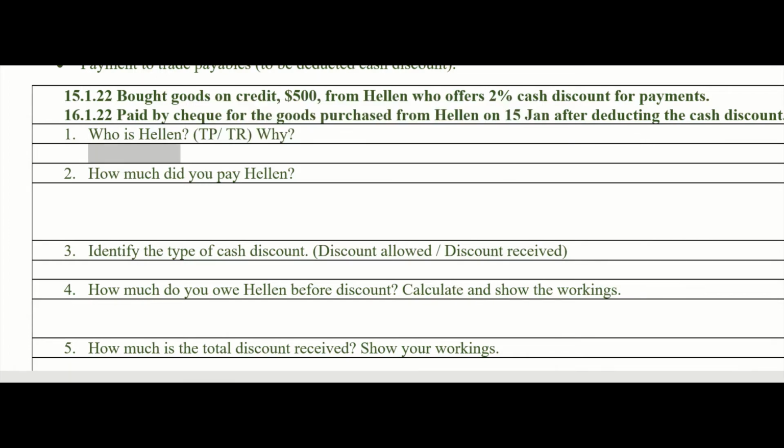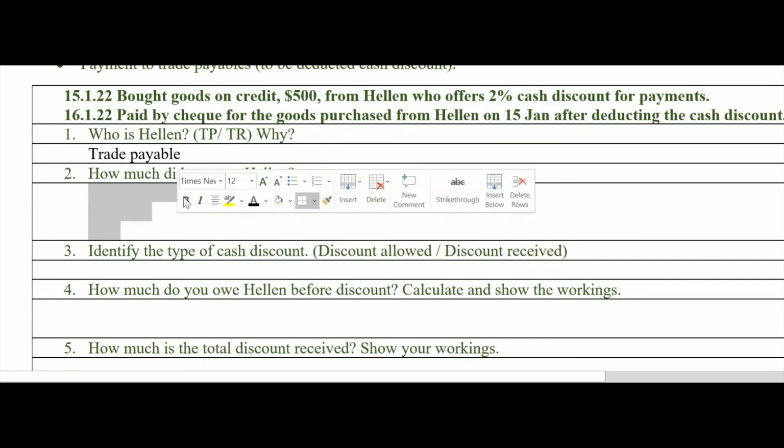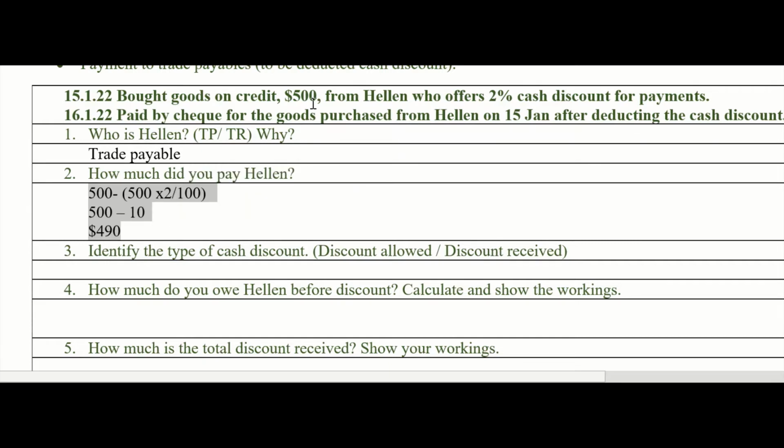Who is Helen in this question? Helen is a trade payable because you are liable to pay Helen. How much did you pay Helen? As per the question, you need to calculate the amount that you paid to Helen. 500 is the total amount due. You get 2% cash discount. Therefore, 500 into 2% gives you 10. 500 take away 10 gives you 490. So you're liable to pay Helen 490.